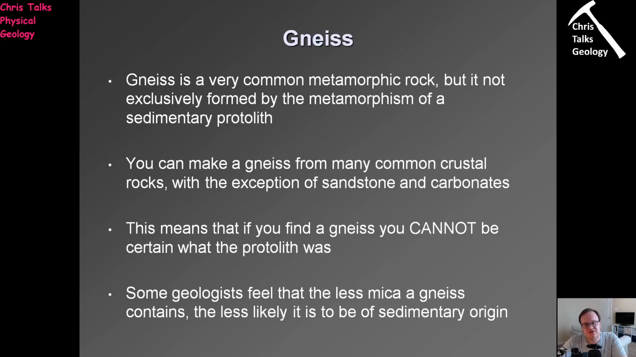Now, some geologists do feel that if you look at a gneiss and it contains less mica, that's an indicator that it's less likely to be of a sedimentary origin. It might be more igneous, possibly from a granite. However, that's not really a rule that I hold in particularly high regard. So, you can argue about that one if you want.